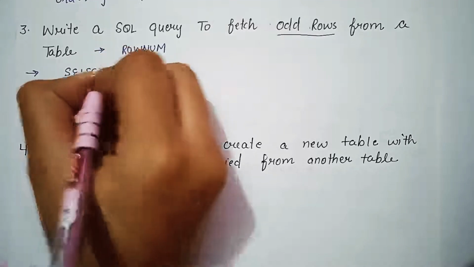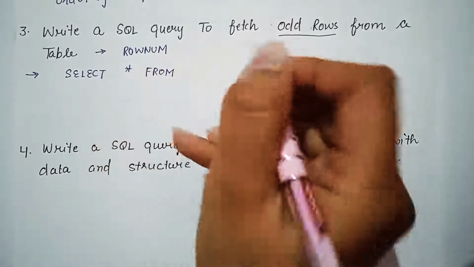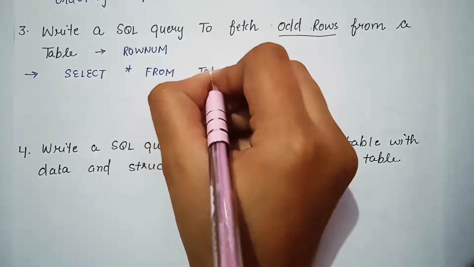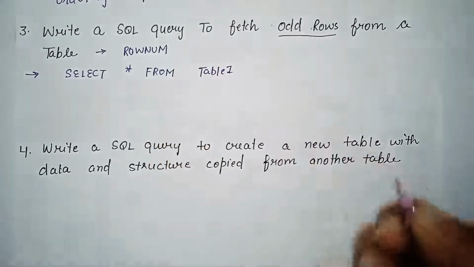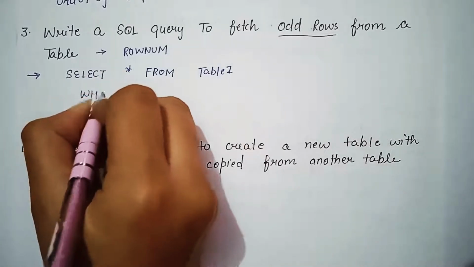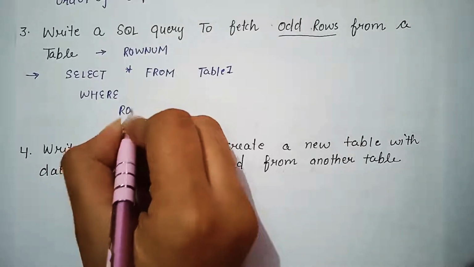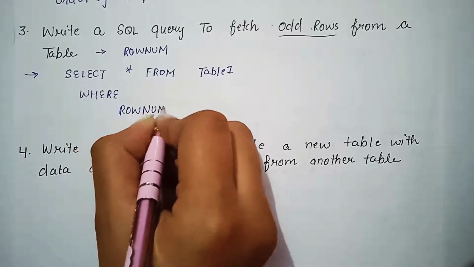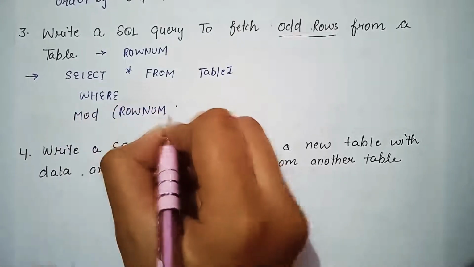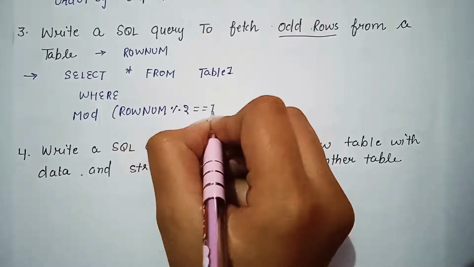Select star from, let's say the name of the table is table1. Okay, it can be any table. I have just taken table1 as an example. So select star from table1 where, and here in the where clause I'm going to specify a condition: where MOD(ROWNUM, 2) double equals 1.